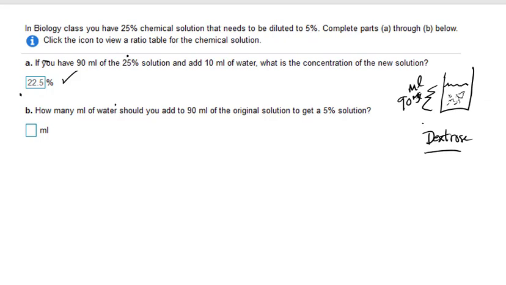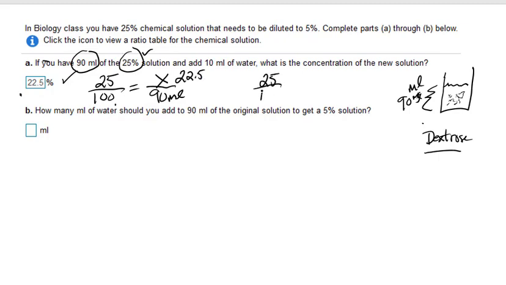So it says that the solution is 25%. It's 90 milliliters and it's a 25% solution. So if you take 25, well, you can do it this way. We can do it with, that's the solution, and it's equal to some amount of this. If you cross multiply and divide, you get 22.5. So 25 over 100 is the same as 22.5 over 90. So that's what you get here.